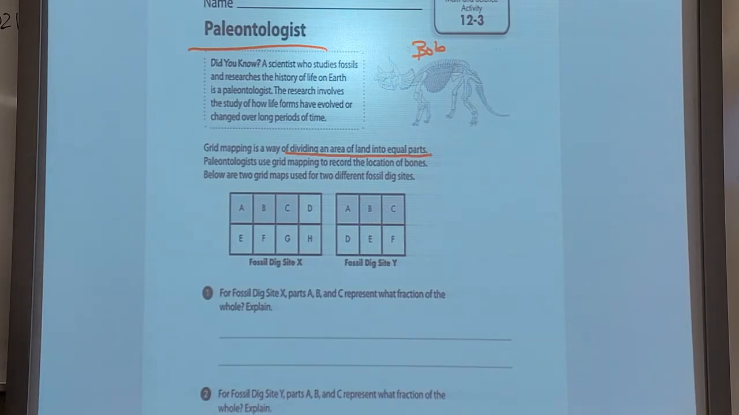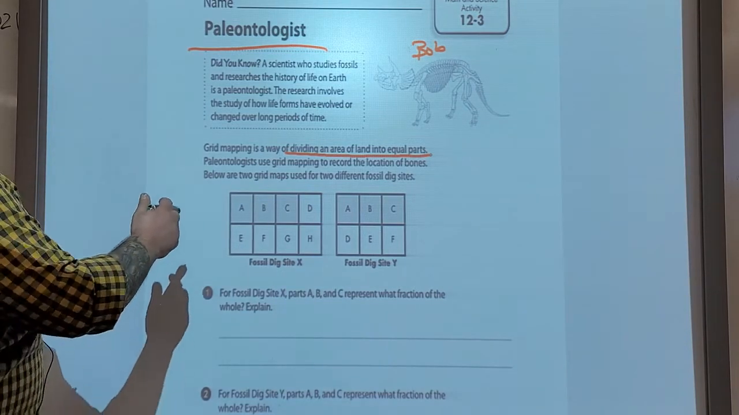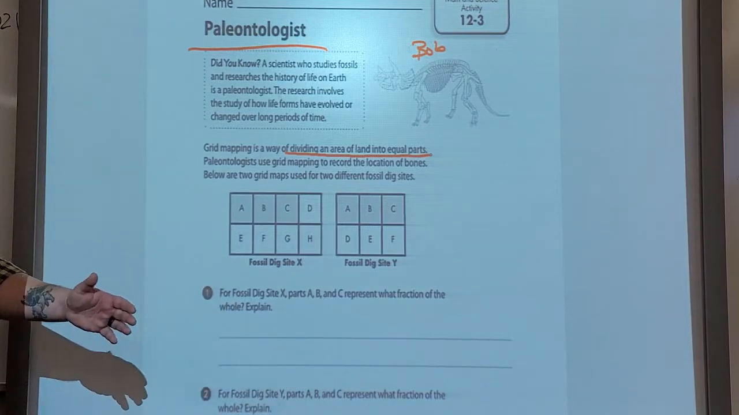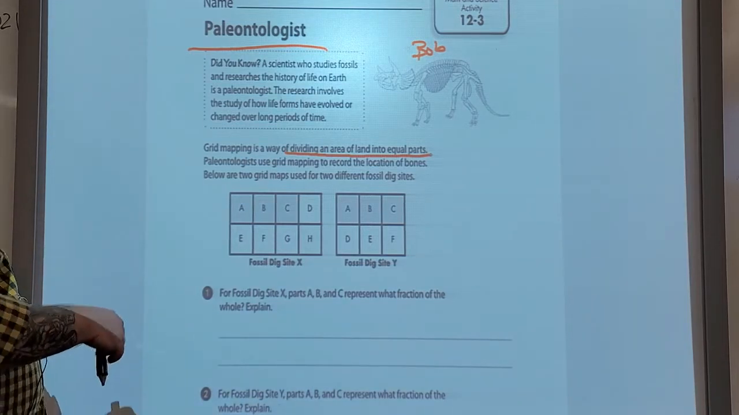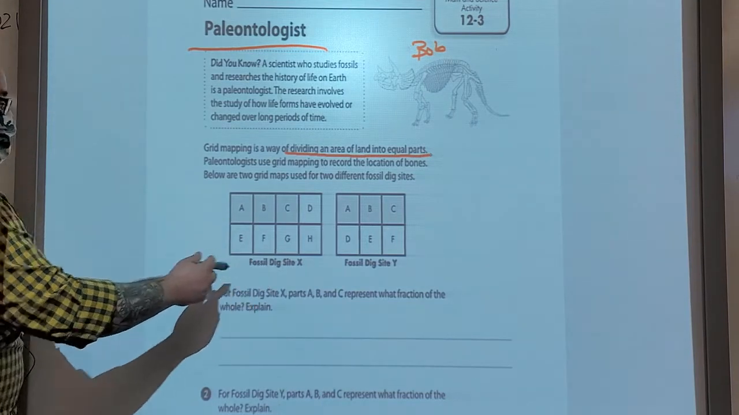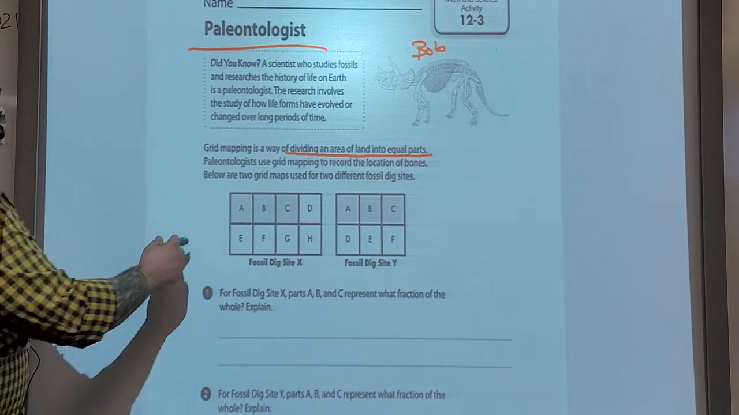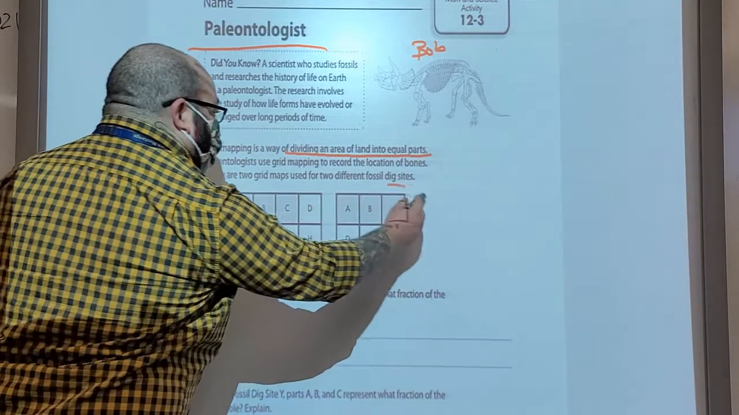Now, if you guys have ever watched any shows where people are digging up fossils, or on the other side, there are also archaeologists who dig up antiquities and things like that related to human history, you'll see that they put ropes out. They make a grid, an actual grid on the ground in their different dig sites. So this one we've got fossil dig site X and fossil dig site Y. You're going to need this information.